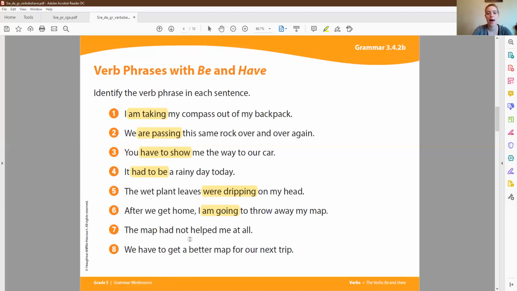All right, number 7, the map had not helped me at all. Okay, what's the verb there we should be thinking? Okay, your verb is going to be helped, okay, because that's the action that the map is doing. It's not helping. So that verb phrase is going to be had not helped. Okay, for this one, we notice that it is 3 words in your verb phrase, okay, and that's fine, right? Because we know that had is part of that verb phrase and helped is our action, so that connects the whole verb phrase together.